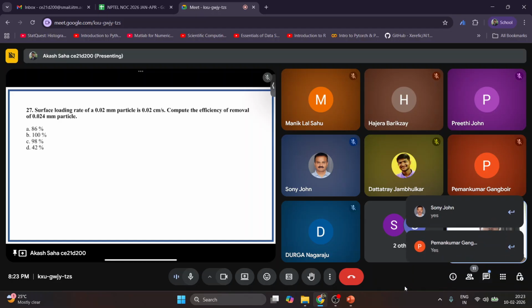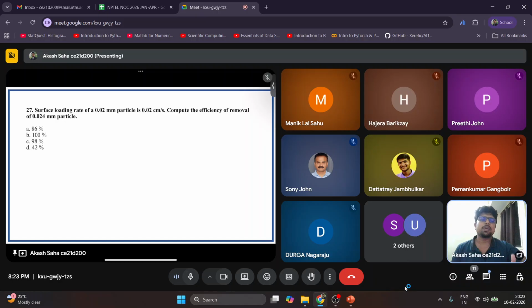Always remember, if surface overflow rate is defined for a particular particle, that means that size of particle will be removed 100%. If it is more than that, then those particles will also be removed 100%. But if it is less than that, then we have to calculate it. So there is no calculation required here. The answer is 100%.